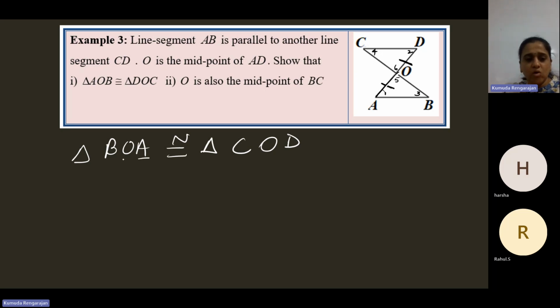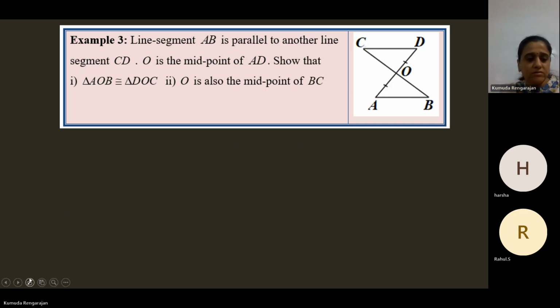Or you can write triangle AOB is congruent to triangle DOC. Just match the angles and name the triangles. So these two triangles are congruent.